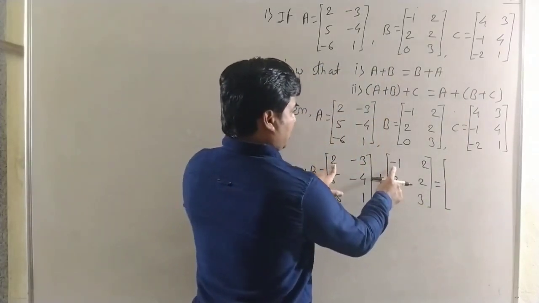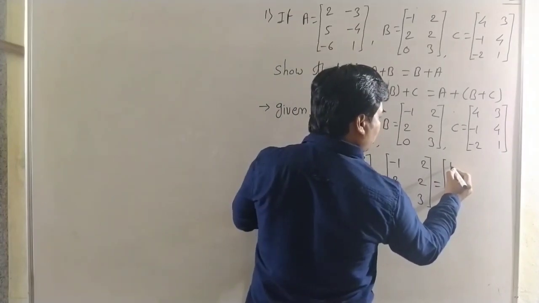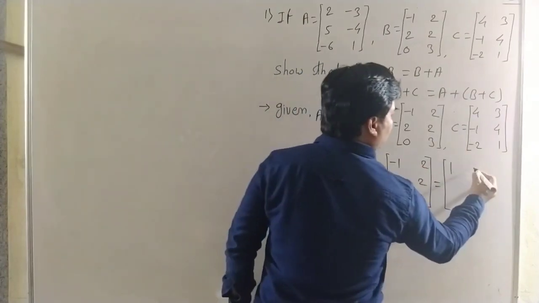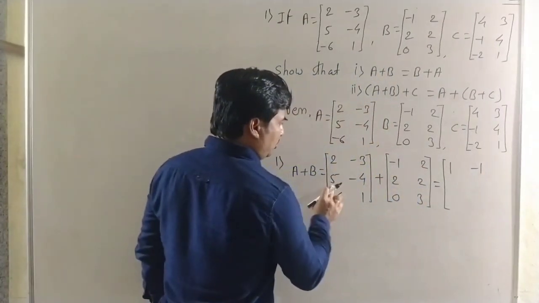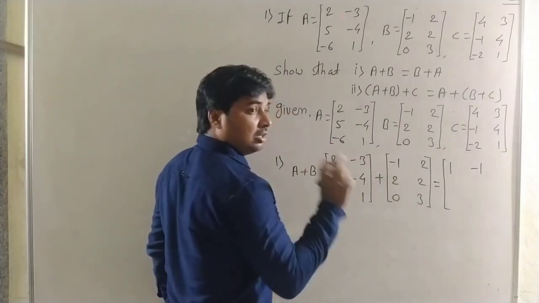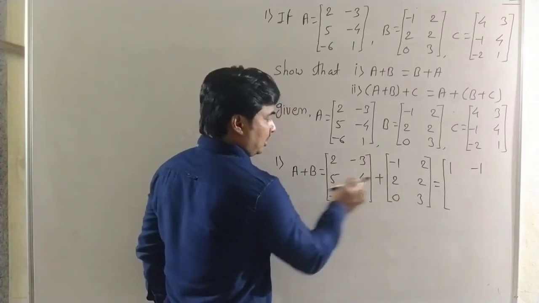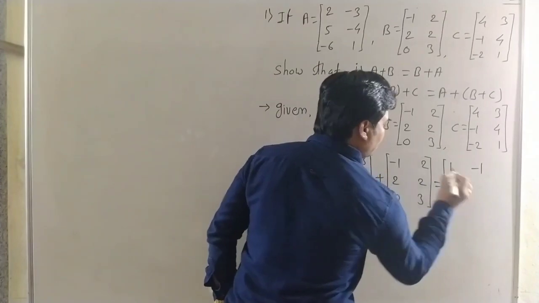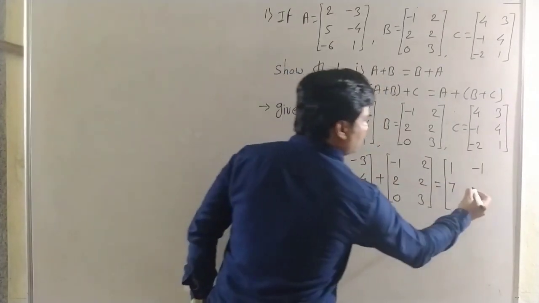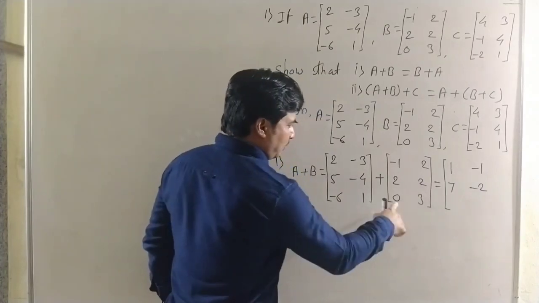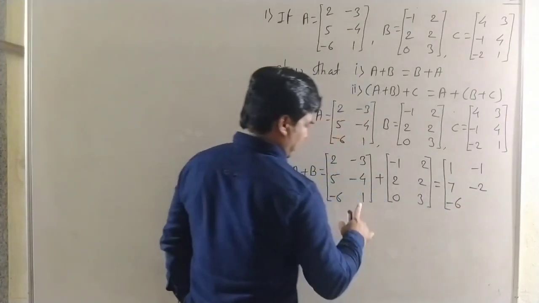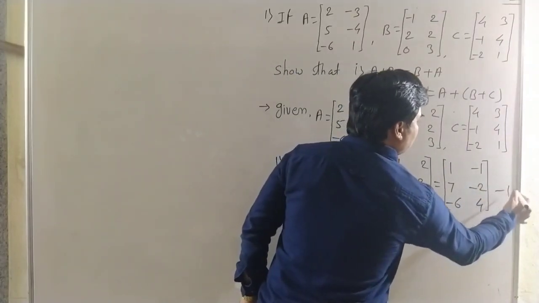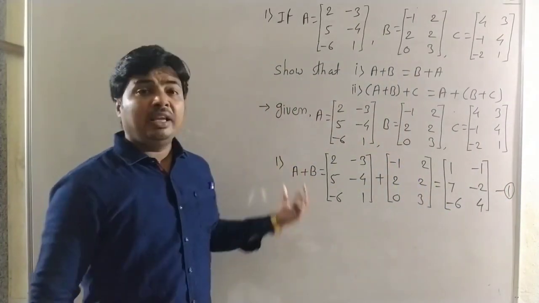Then we can directly write: 2 plus minus 1, that is 1. Then minus 3 plus 2 is minus 1. 5 plus 2, see carefully the position, it is 2 1. Add the corresponding elements: 5 plus 2 is 7. Position does not change. Minus 4 plus 2 is minus 2. Minus 6 plus 0 is minus 6. And 1 plus 3 is 4. We can directly write the addition. It is equation number 1. We found A plus B.